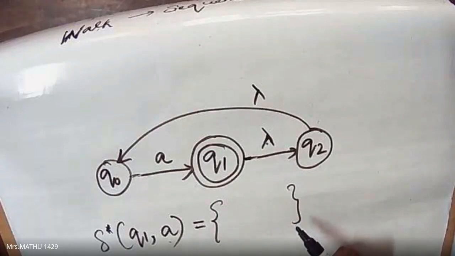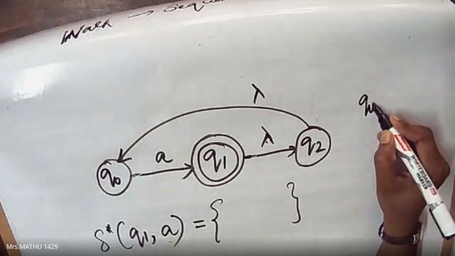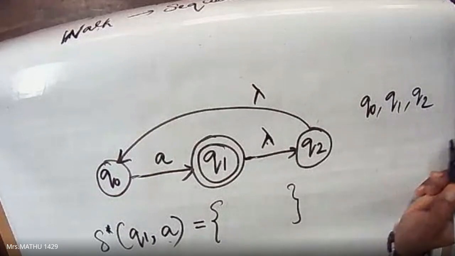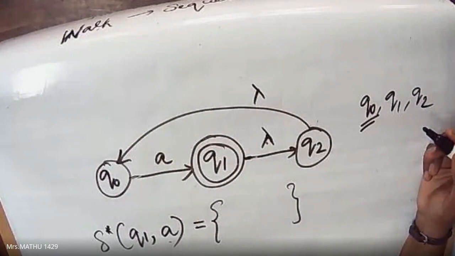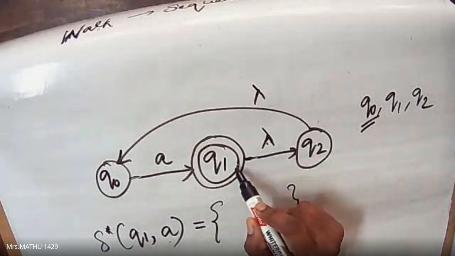What we are going to check is, what are the states we are having? We are having Q0, Q1 and Q2. Three states are there. So do one thing: check one by one. This is our starting state now.